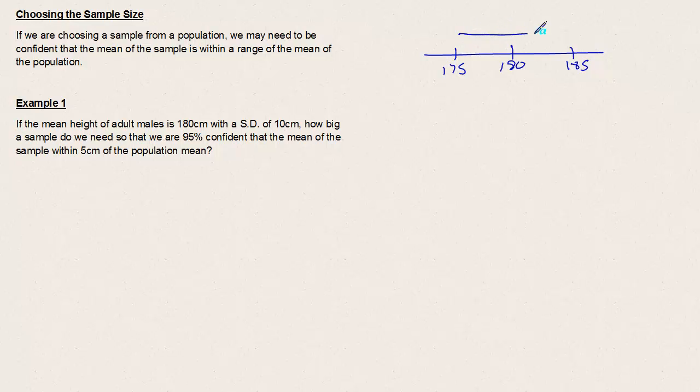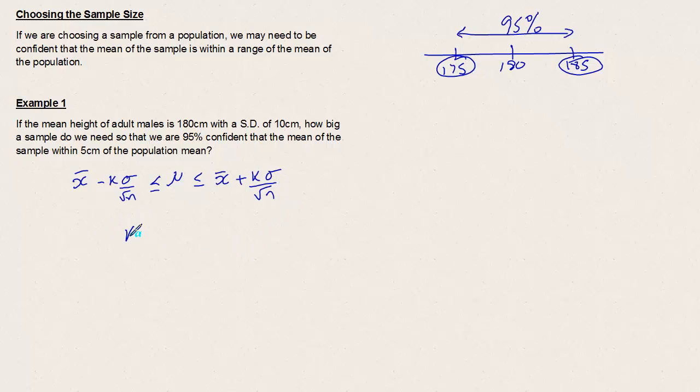So this needs to be our confidence interval. So we know the actual values, upper and lower. What we want to know is the sample size so that this is a 95% confidence interval. Now we know from previous discussions that mu is going to be between x bar take away k sigma over root n, and on this side x bar plus k sigma over root n. So in this case k sigma over root n needs to be less than or equal to 5.